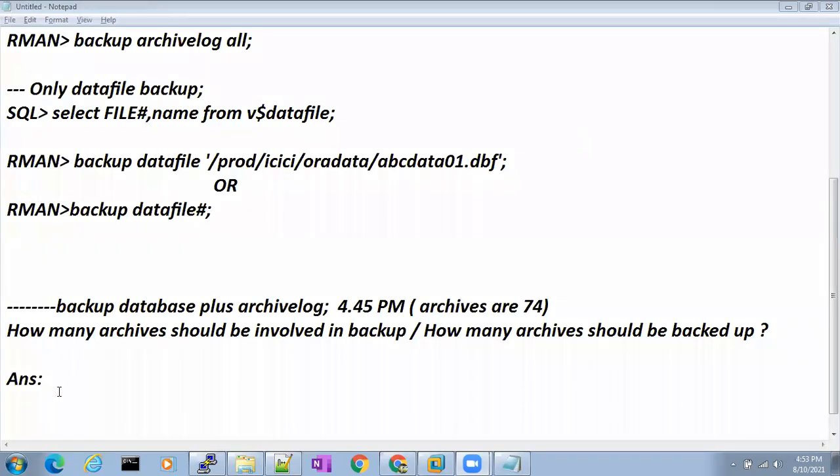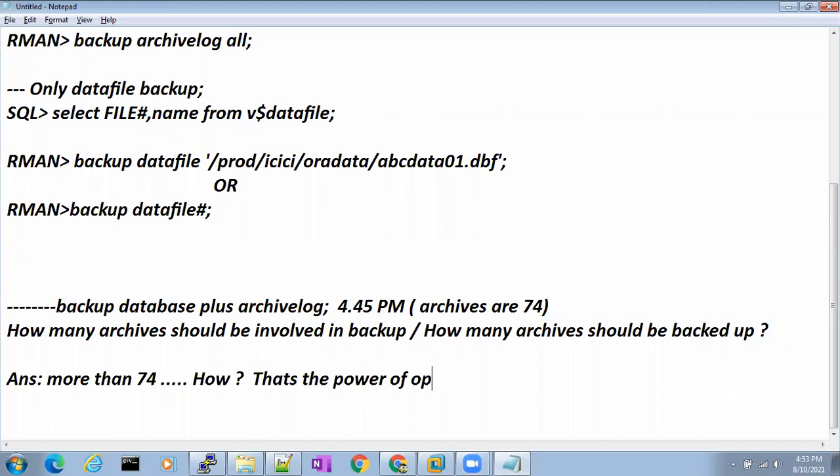Okay, great. Thanks. The answer is more than 74. How? That's the power of optimization in RMAN. The answer is more than 74. Okay, why? I'll explain to you. Because the backup started, this is the answer.